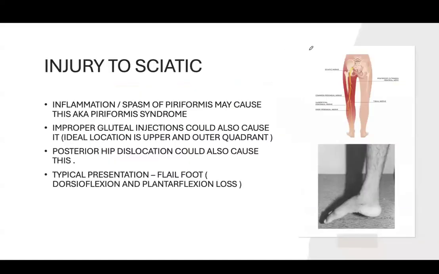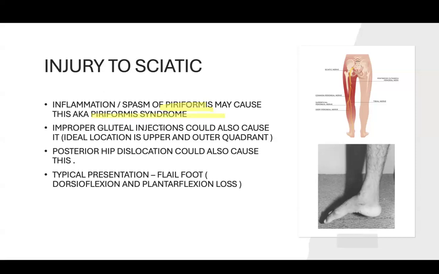Injury to the sciatic nerve. It's the largest nerve in the body, and the main way it gets injured is if you have inflammation or excessive hypertrophy of the piriformis muscle, which is a muscle in the same region as the gluteus muscles. The sciatic nerve actually pierces this muscle, so it goes through it, and basically, if it's inflamed, then it would squeeze the sciatic nerve, causing it to become injured, and this is known as piriformis syndrome.